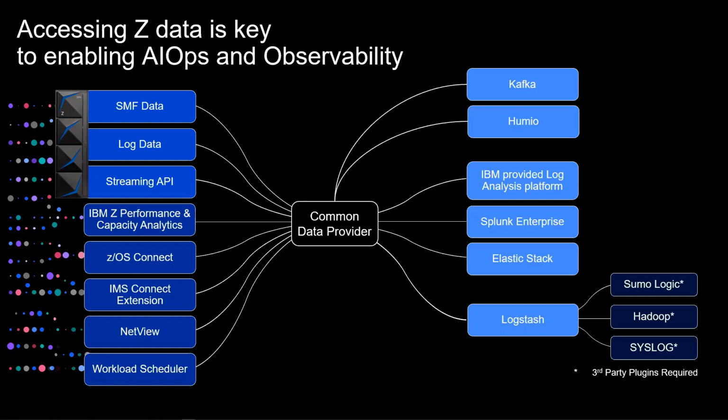We can also support a number of other solutions by sending data to Logstash. So things like Sumo Logic and Hadoop, and Datadog was another one that I think I just looked at the other day that has a Logstash plugin. So a lot of different ways that we can get data to key applications through Common Data Provider. So again, it's that collect once and send out to multiple locations.